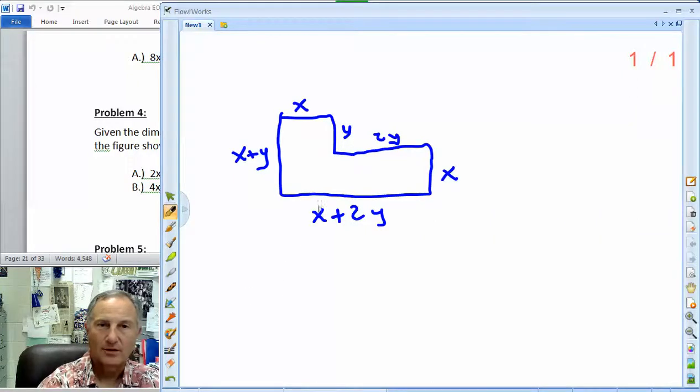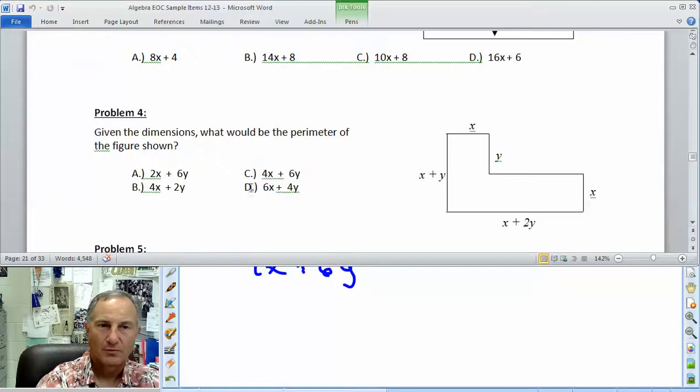Perimeter, add it all up. I'll start with the x's. I've got x plus x plus x plus x, so I have 4 x's. Y's, I have 1, 2, 3, 4, 5, 6. So 4x plus 6y. 4x plus 6y, boom, there you go, C. Okay?